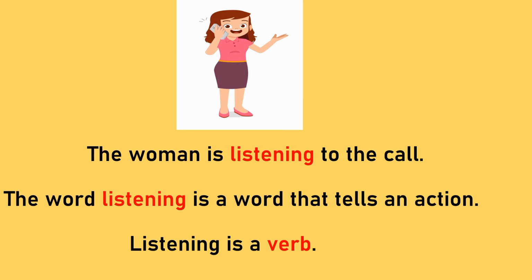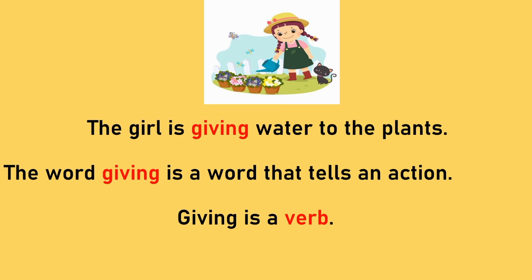The woman is listening to the call. The word listening is a word that tells an action. Listening is a verb. So here, listening is a verb. The girl is giving water to the plants. The word giving is a word that tells an action. Giving is a verb. So here, giving is a verb.